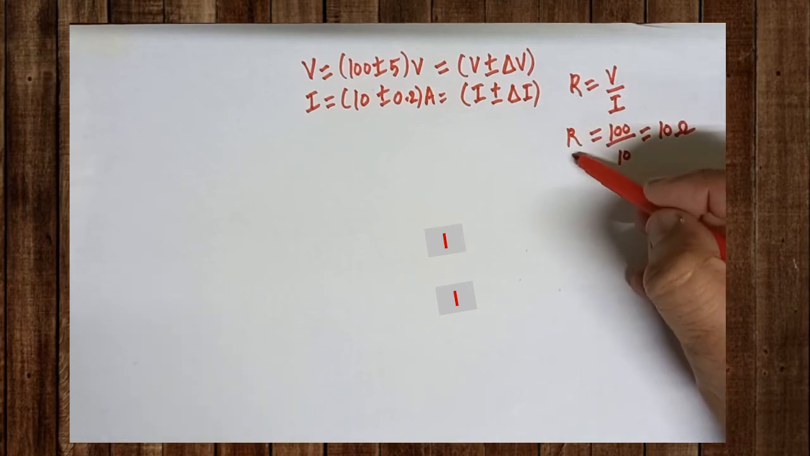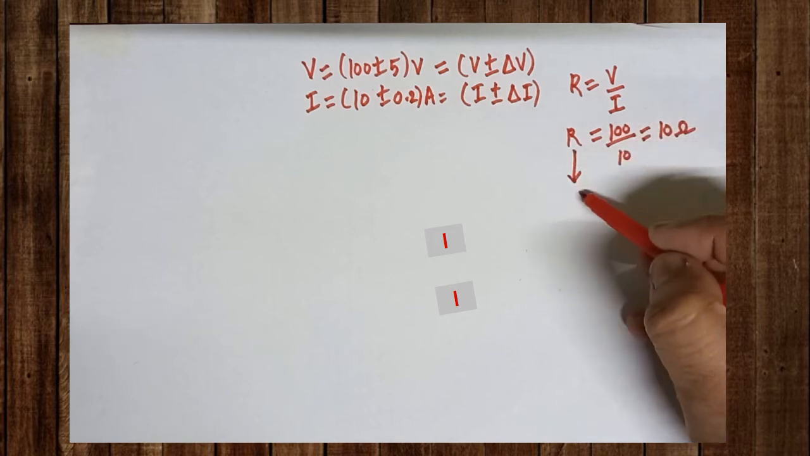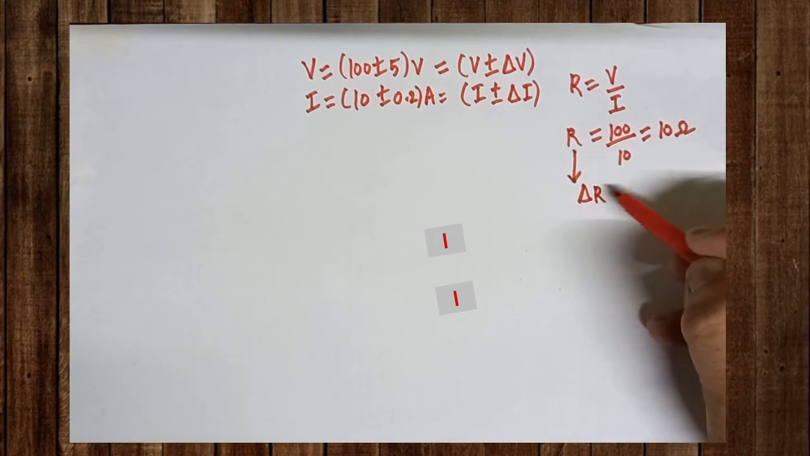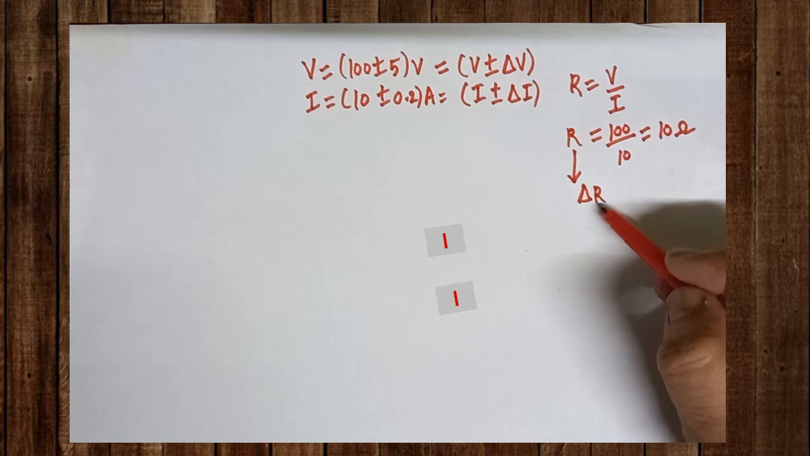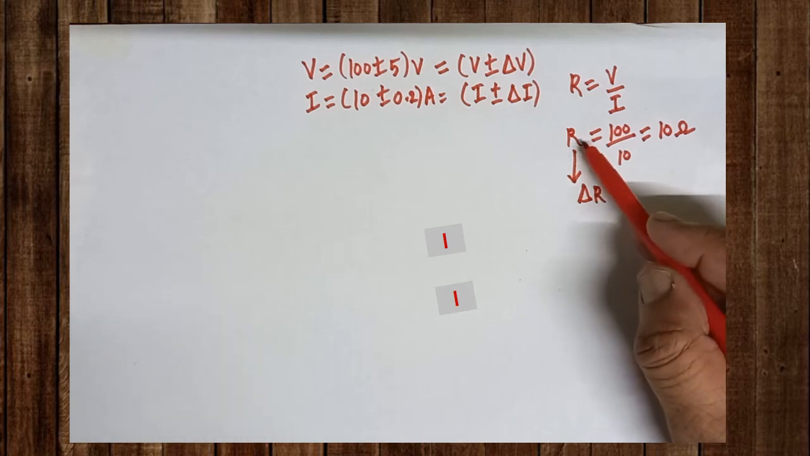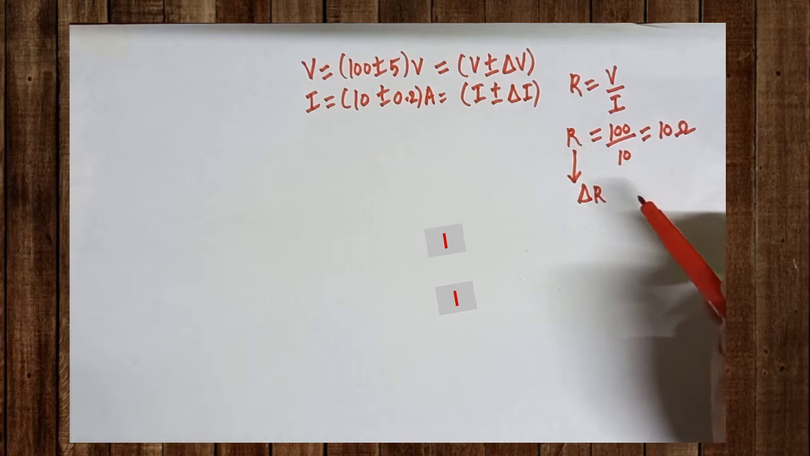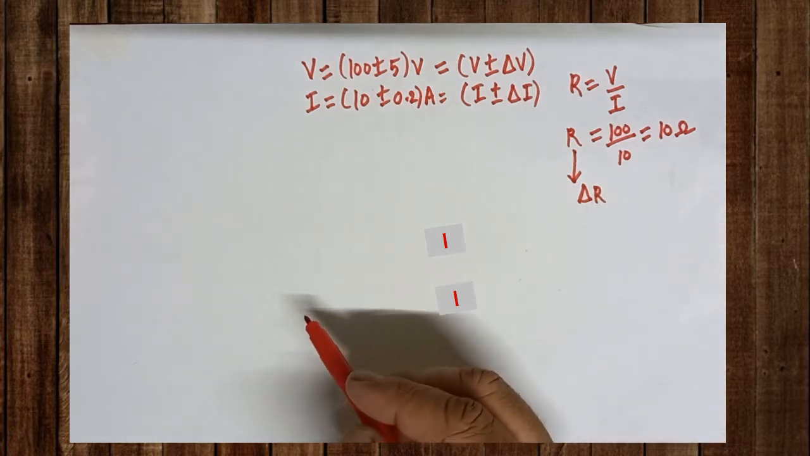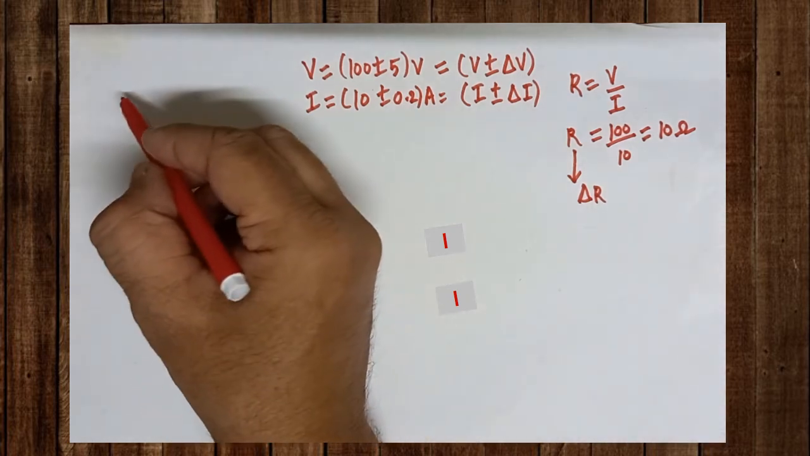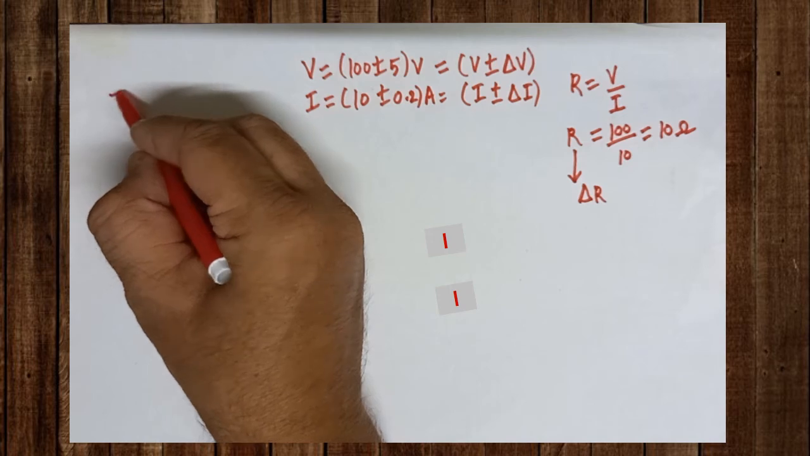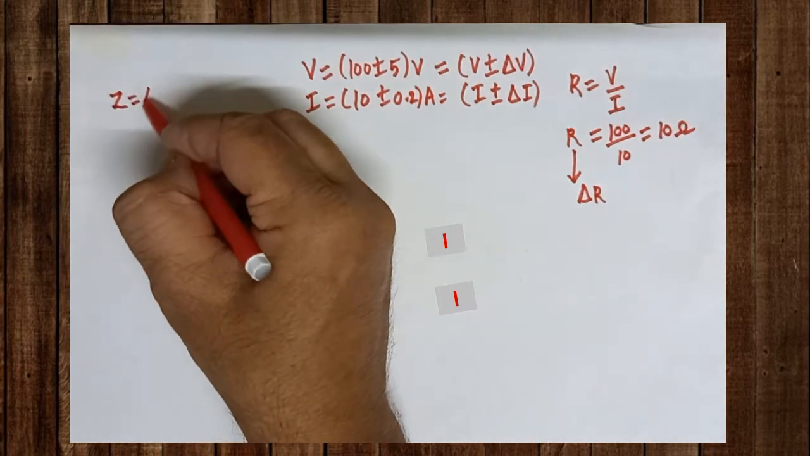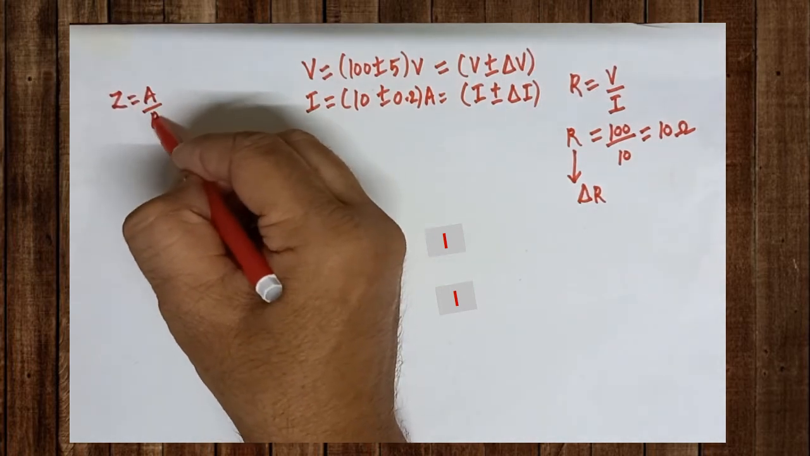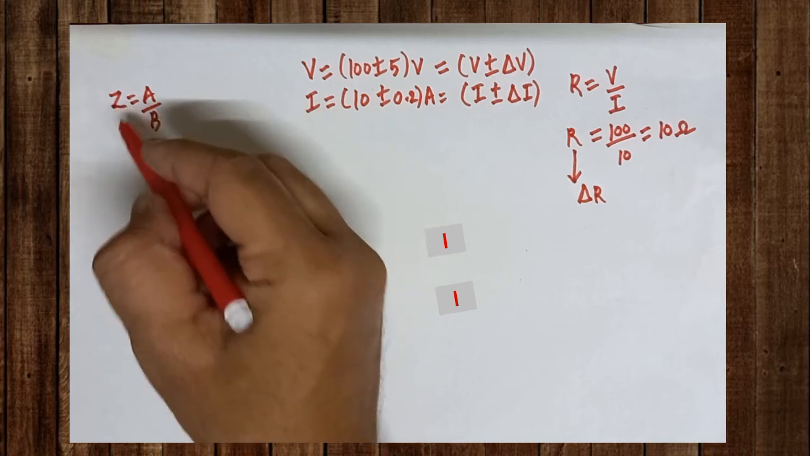While measuring the resistance alone, we have found some error, that is called del R. So what is del R? Del R is the error that is found while measuring R. Are you clear? Now I would like to compare certain things. While deriving the theoretical part, what is Z? Z is nothing but A by B. Are you clear? If A is divided by B, you will get Z.